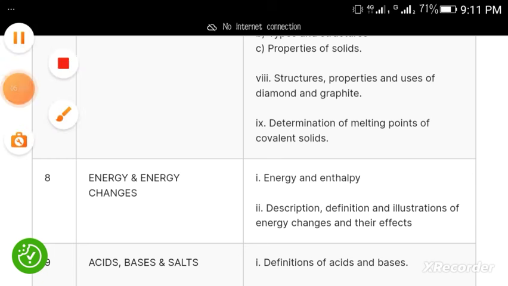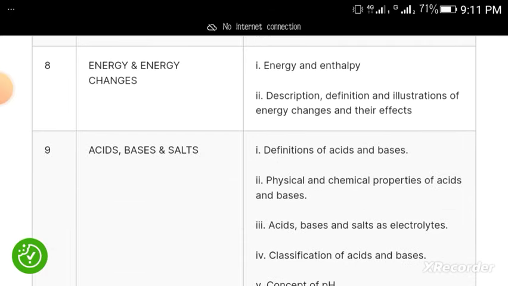Then study energy and energy changes. Under it, study energy and enthalpy. Description, definition, and illustration of energy changes and their effects. So they say you should study enthalpy. Basically, they may not set questions from entropy, but enthalpy.